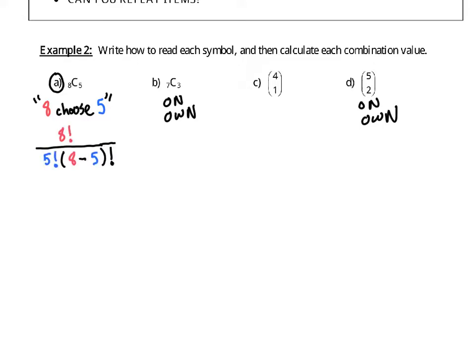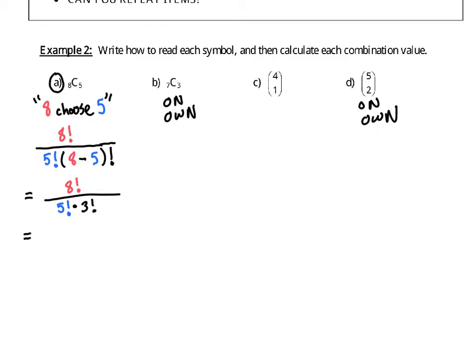So I've plugged in the values for 8 and 5 into the combination formula, and now I will simplify. We still follow the order of operations, and I would simplify 8 minus 5 in the parentheses in the denominator. So when I simplify 8 minus 5, I am left with 8 factorial over 5 factorial times 3 factorial. So let's discuss what 8 factorial, 5 factorial, and 3 factorial even mean.